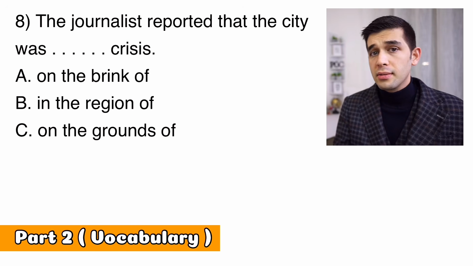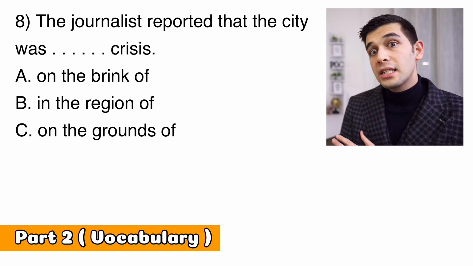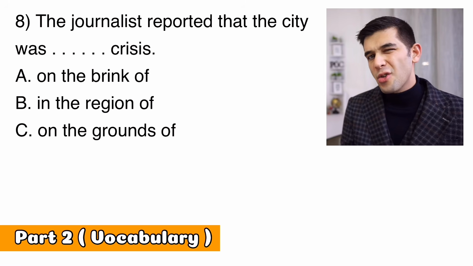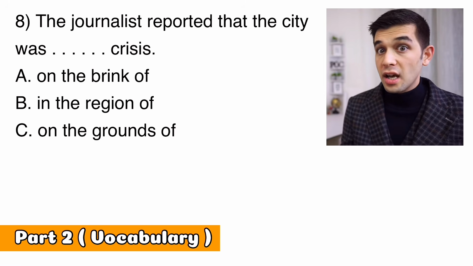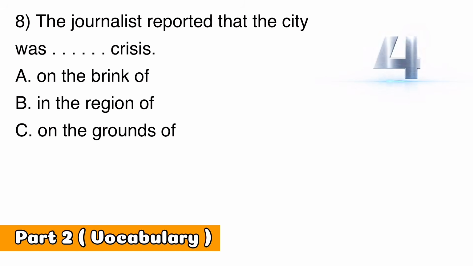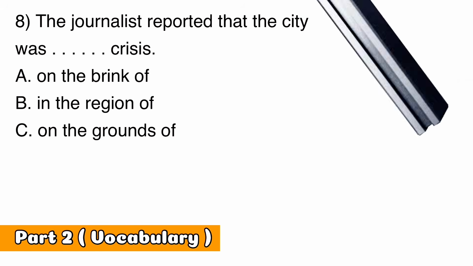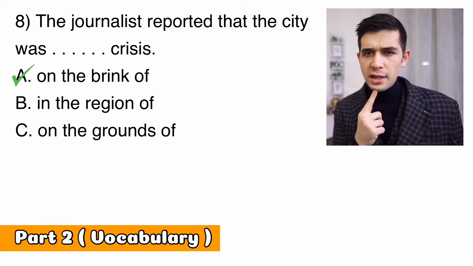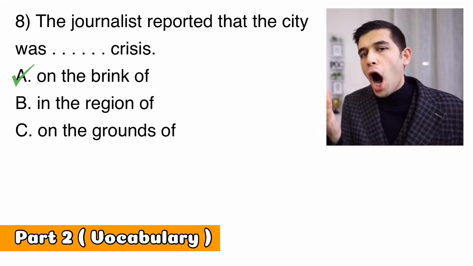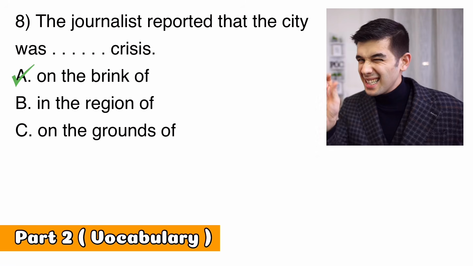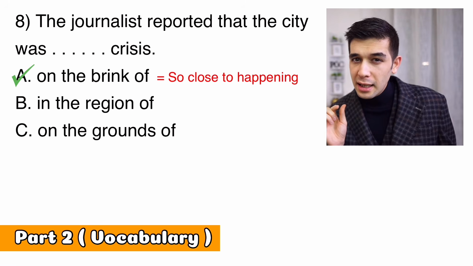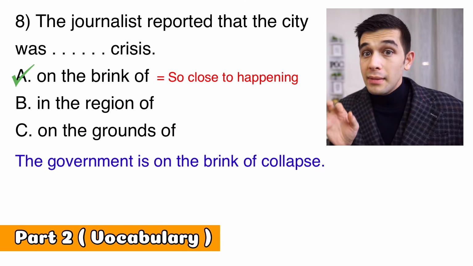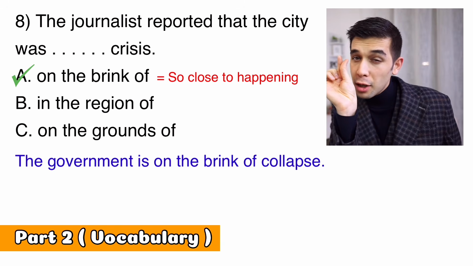The journalist reported that the city was on the brink of crisis. On the brink of, in the region of, on the grounds of. Excellent! On the brink of. What does it mean? If something is on the brink of happening, it means it is so close to happening. For example, the government is on the brink of collapse. That means the government is so close to collapse.